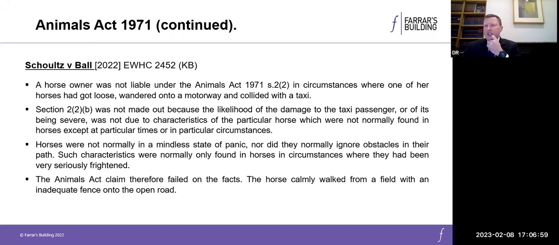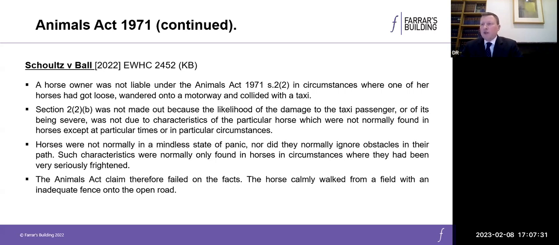And the next case is the case of Schultz and Ball, wherein a horse owner, again, wasn't liable under Section 2.2. The circumstances were that a horse had got loose from its paddock and wandered onto a motorway and collided with a taxi. Strict liability wasn't made out because the likelihood of the damage to the taxi passenger, or the likelihood of the damage being severe, wasn't due to the characteristics of that particular horse.